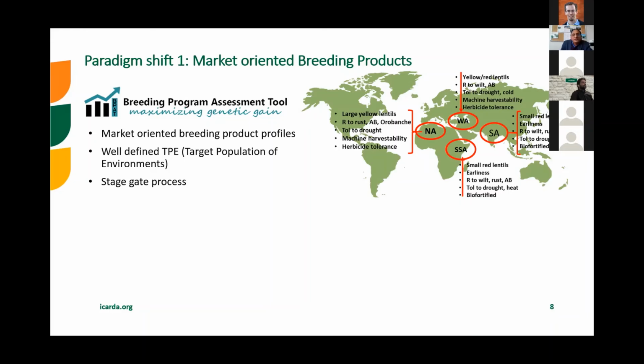And then one can see here in South Asia, these are some of the traits which are our focus, like a small red lentil. It has to be early as well as resistant to wilt, rust and stemphylium blight. Of course, tolerance to drought and heat is also very important. And then we go for the biofortified varieties.